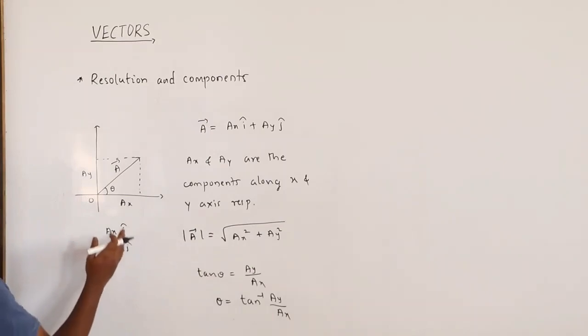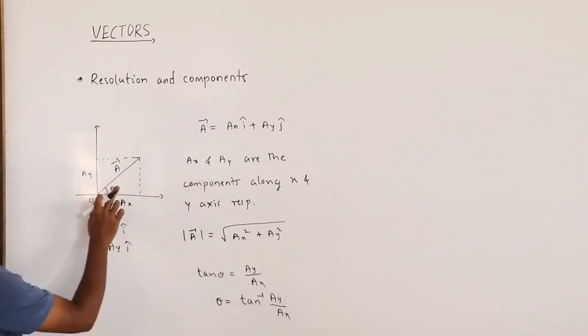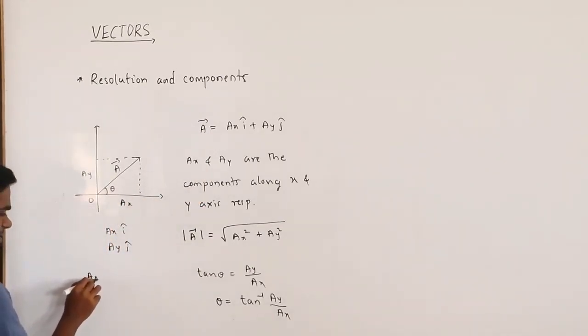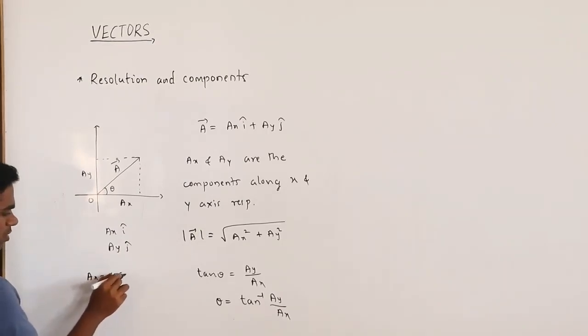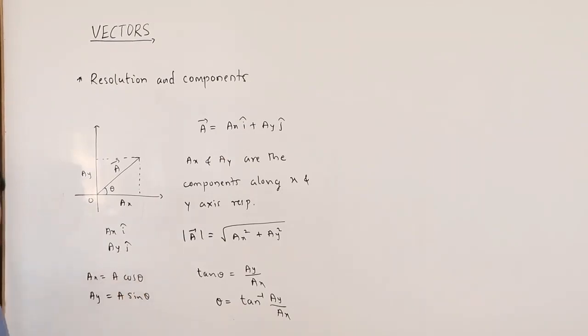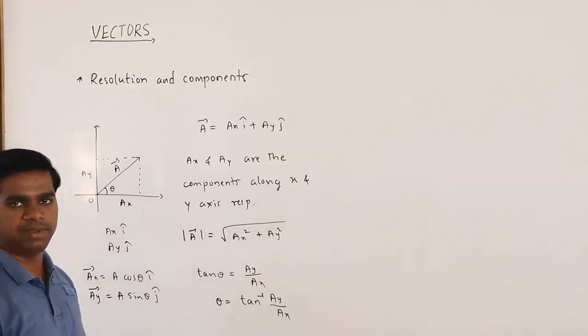So these things we have to remember in resolving or writing the components of a vector. Apart from that, how we can write ax and ay in terms of theta, that we also know. Ax is A cos theta, and ay is A sin theta. If you want to make these vectors, you have to multiply by i cap and j cap. Don't worry about this part as of now. So these three things you have to remember.